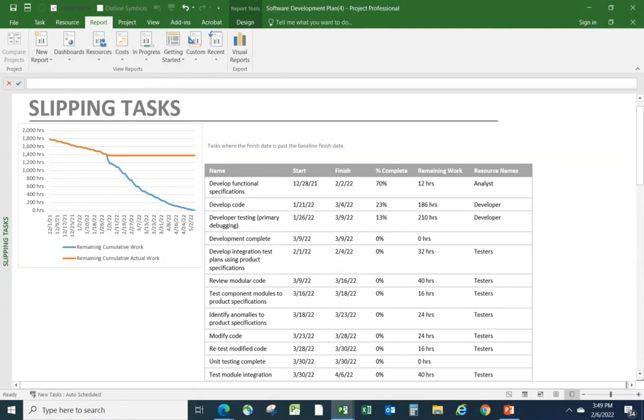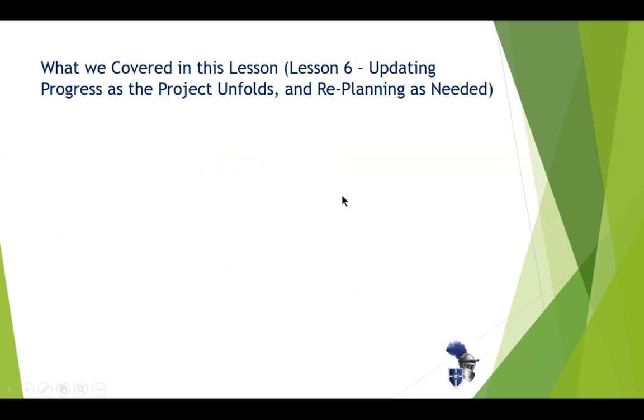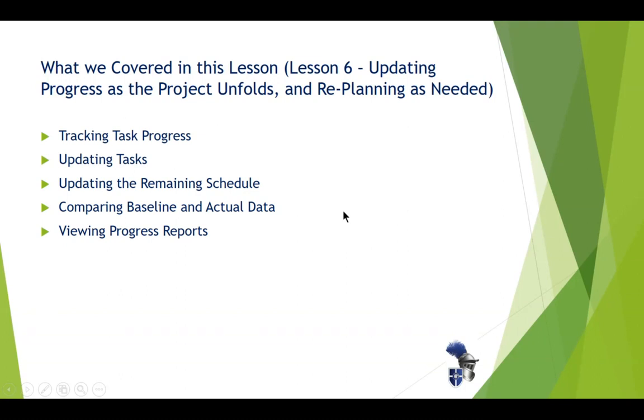Okay, let's think about what it was that we covered in this lesson. So let's just go back to the slideshow a moment. We, at both a high level and at a very detailed level, we looked at updating status on tasks, look at how we can update the path forward to reflect that status, and the need to compare what's going on in our schedule with the baseline that we set.